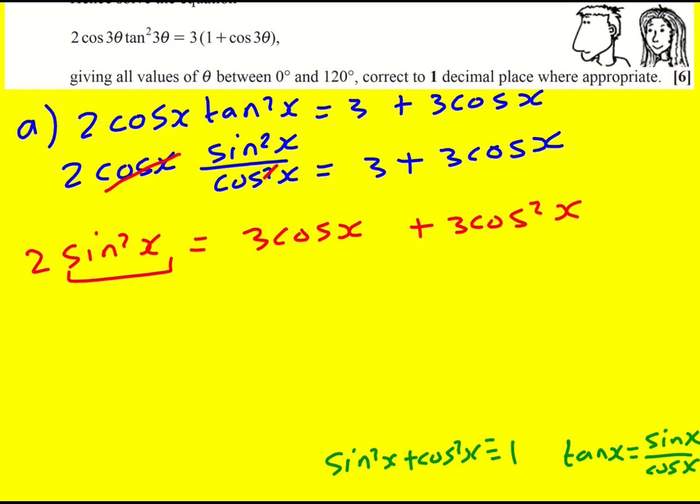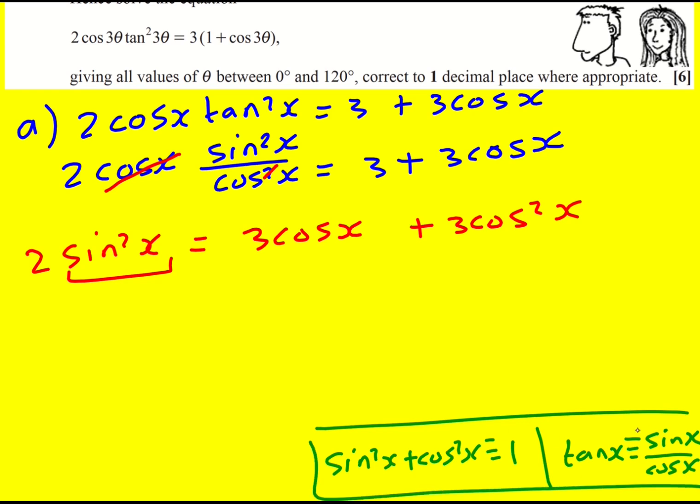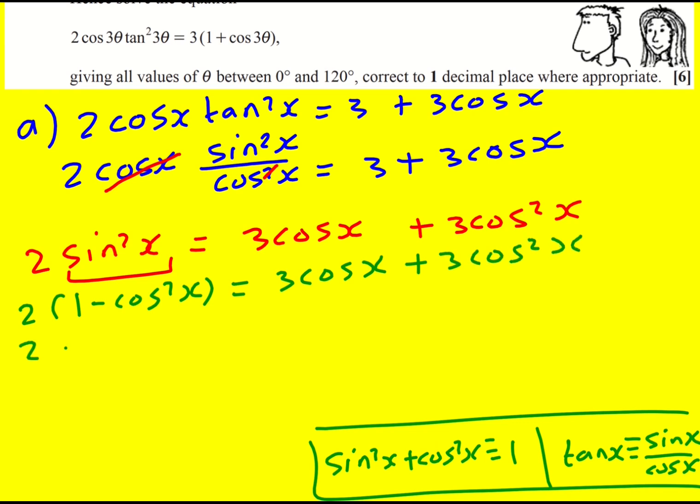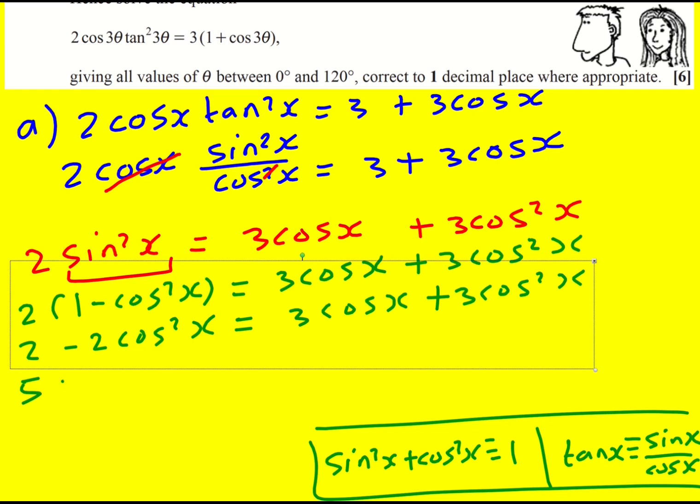Now, technically, these are both identities. They're true for any value of x, so you put that little 3 lines in instead. So here, that means that sine squared is going to be 1 minus cos squared. Okay, and this is looking great now. So 2 minus 2 cos squared x. I'm going to add 2 cos squared x to both sides, minus 2 from both sides, and then swap the 2 around.